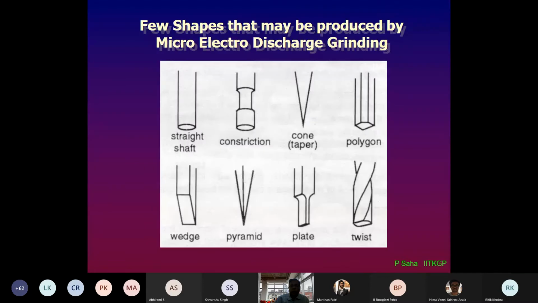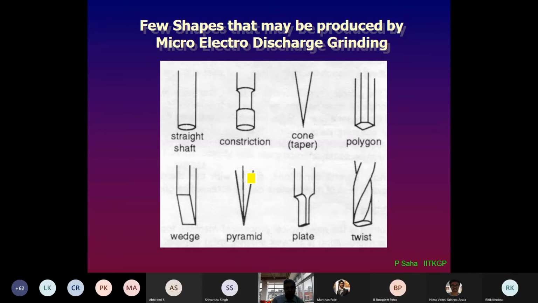So a few more shapes that may be produced by micro electric discharge grinding: it could be a simple straight shaft, or in the middle portion I can have some constriction. Or suppose I can create a conical, tapered face. I can have a polygonal shape like this, look at the bottom cross sections. Or I can create a wedge, where one side is inclined like this.